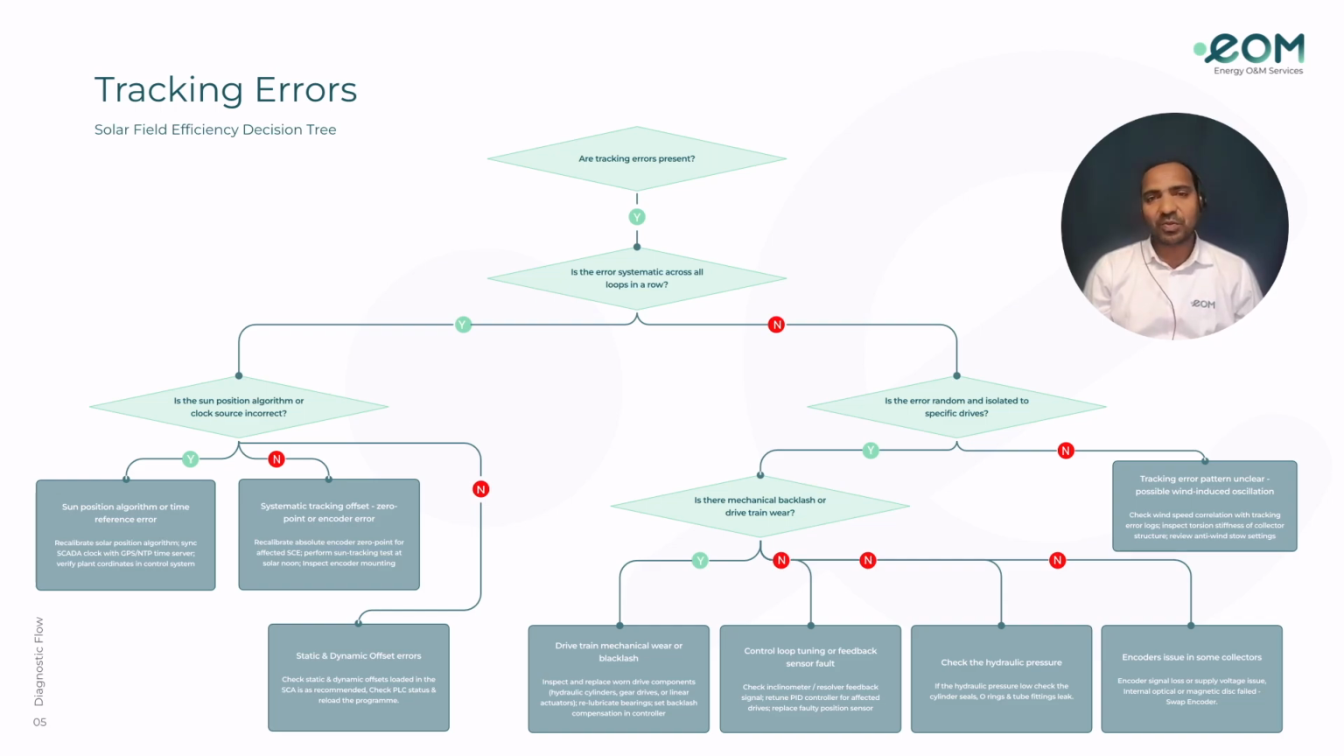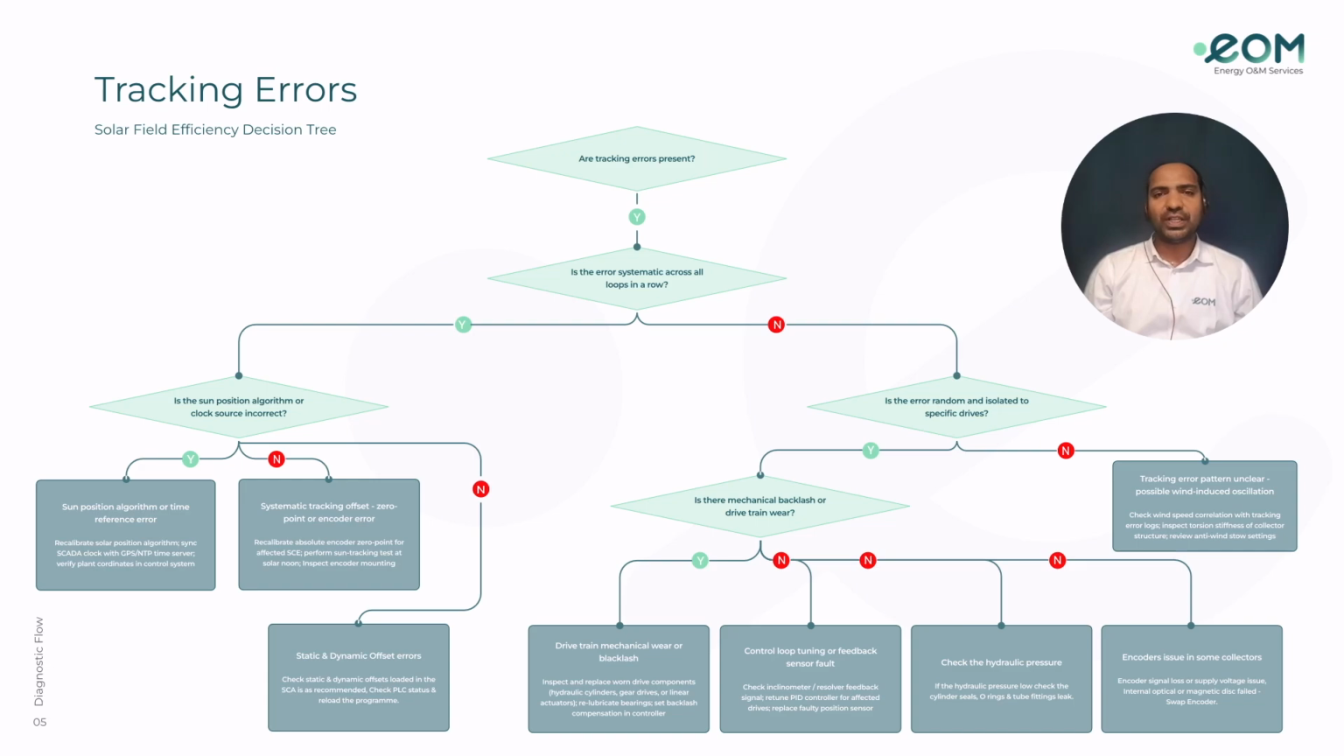If the error is not systematic and instead appears random or isolated to individual collectors, the focus shifts toward mechanical or localized control problems. Mechanical backlash, worn hydraulic components, actuator degradation, or bearing wear can all create unstable tracking behavior. These issues generally require mechanical inspection, lubrication, and component replacement where necessary.